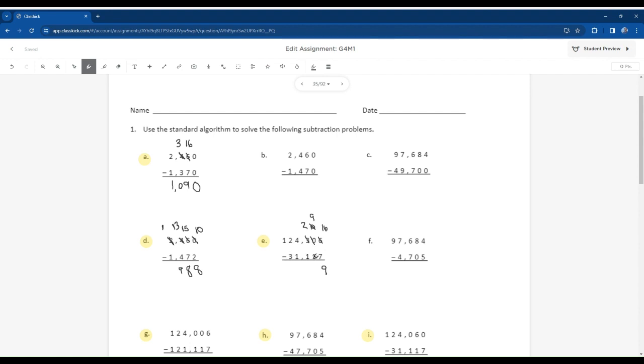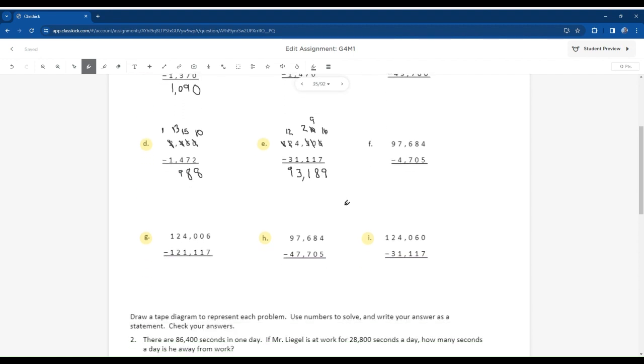9 minus 1 is 8. 2 minus 1 is 1. 4 minus 1 is 3. Now over here in my 10,000s place, I need to regroup. So I'm going to take away one of the 100,000s, regroup it for 10 10,000s to give me 12 over here, and 12 minus 3 is 9, and I have no 100,000s for a difference of 93,189.